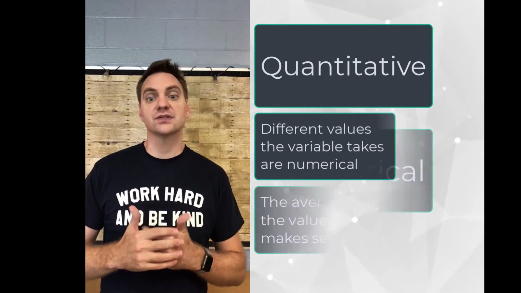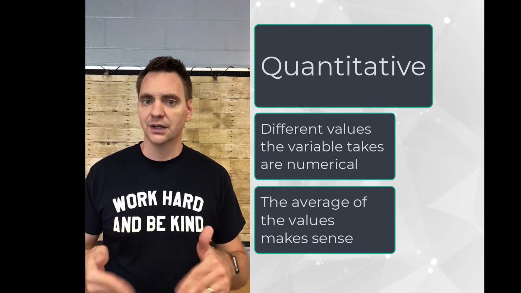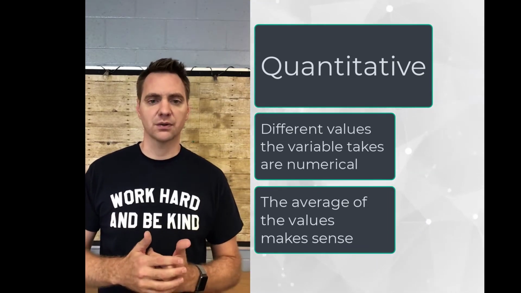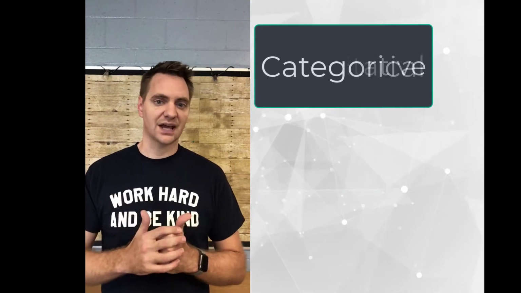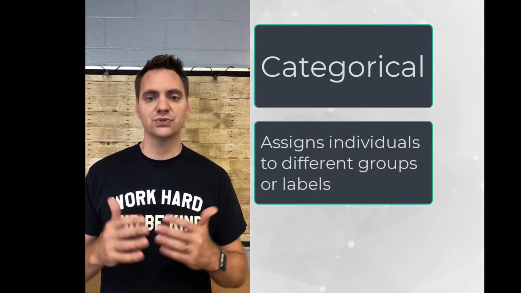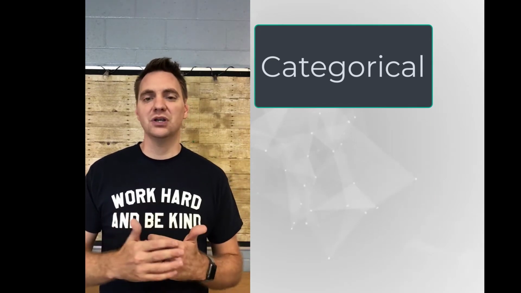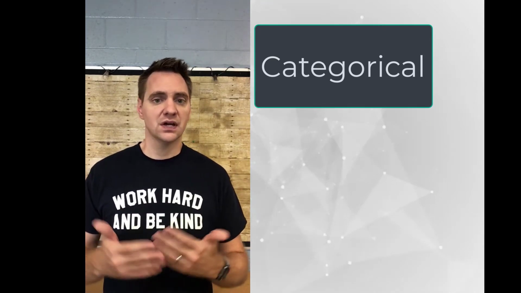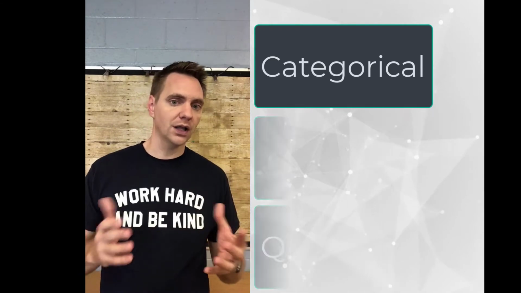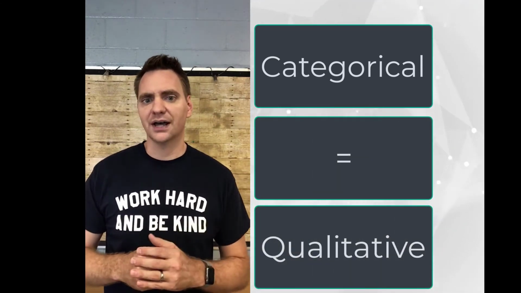A quantitative variable is something where the different values the variable can take are numerical, and it makes sense for us to perform arithmetic with them. Next is categorical variables. A categorical variable assigns individuals to different groups, labels, or you guessed it, categories. You see, when you get into more sophisticated science courses, this is also called a qualitative variable. And you may use these terms interchangeably, and so will I through these lectures.